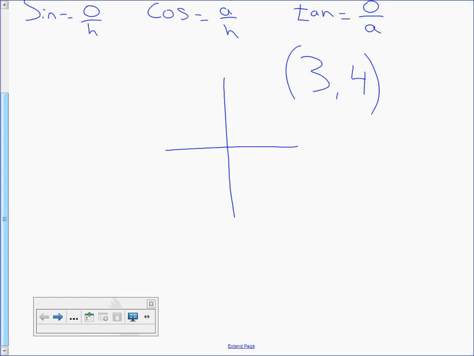Where does 3, 4 wind up? What quadrant? First quadrant, good. So you go over 3 and up 4. Do we agree? Now, what is the horizontal distance from the origin to that point? What was it? 3. The horizontal distance is 3. What's the vertical distance? 4.